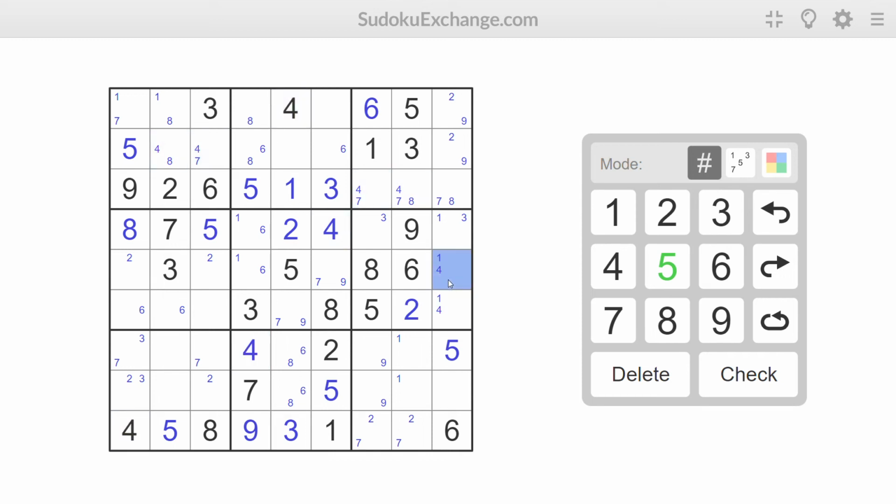Okay, these two 4s make sure this cannot have a 4. This 4 makes sure that these two cannot have a 4. These two anyway cannot have a 4 because of the pair 2 7, leaving us just these two spots for a 4 candidate.